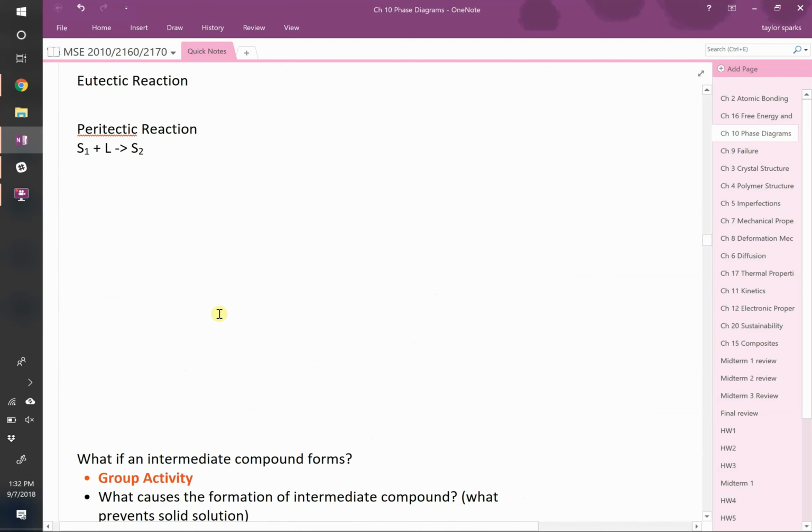Okay, there are other types of reactions, right? We've already talked about the eutectic reaction. That was a liquid transforming to 2 different solids. But you can also have something called the peritectic reaction. A peritectic reaction means you've got 1 solid plus a liquid, and when you cool it down, it forms a different solid. So we could write this as alpha plus liquid forms beta, right? So what does this one look like? If we were to draw a phase diagram that has this, here's an example.